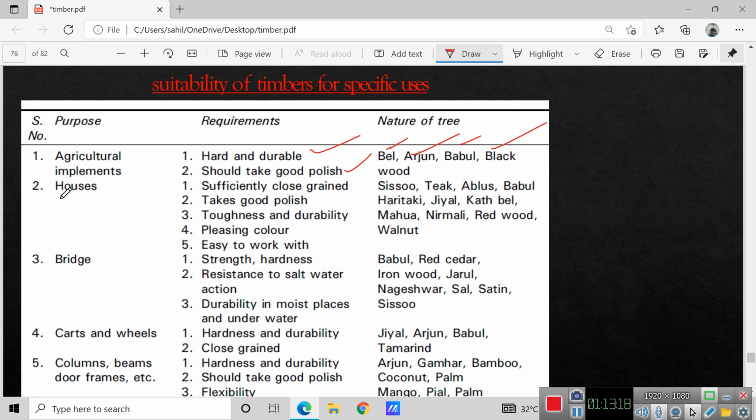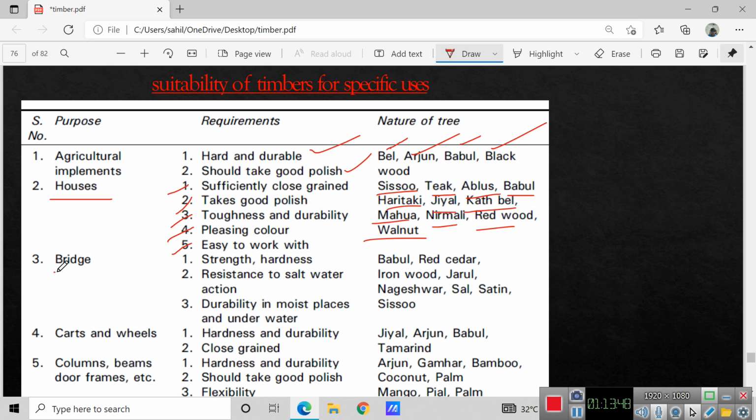Now, purpose: houses. Sufficient closed grains, so the grains must be close enough. It must take good polish. Toughness and durability must be present. Pleasing odor and pleasing color should be present. Easy to work with, so the workability must be high. And the trees are siso, teak, ablus, babul, haritaki, jial, katbel, mahua, nirmali, redwood, walnut, etc.